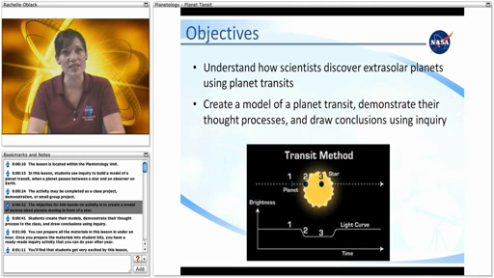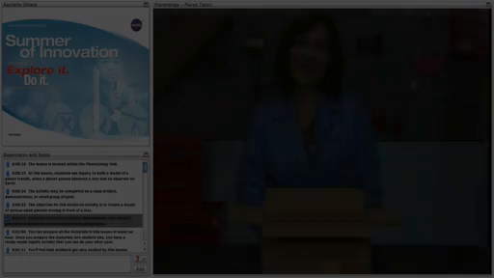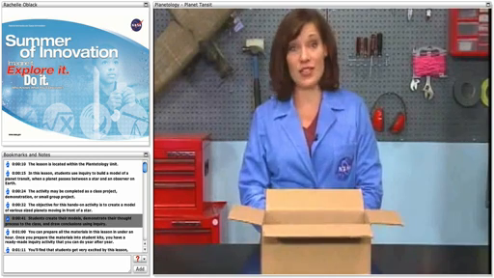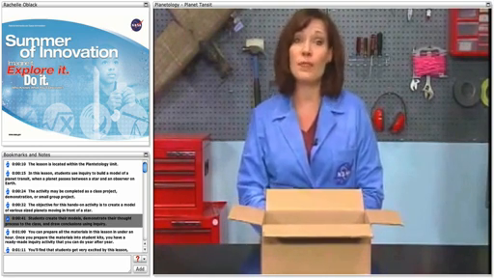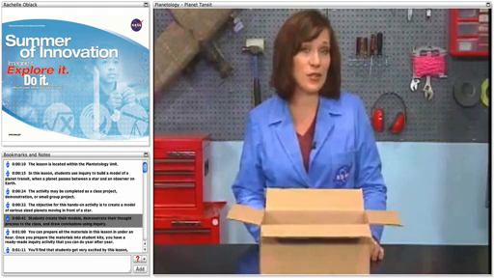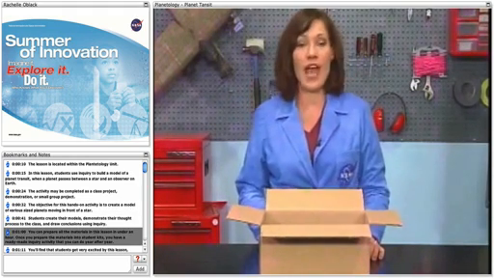The objective for this hands-on activity is to create a model of various sized planets moving in front of a star. Students create their models, demonstrate their thought process to the class, and draw conclusions using inquiry. Several points should be made about teacher preparation for this activity. The materials list seems long, but please don't be intimidated by the amount of teacher preparation. You can prepare all the materials in this lesson in under an hour.